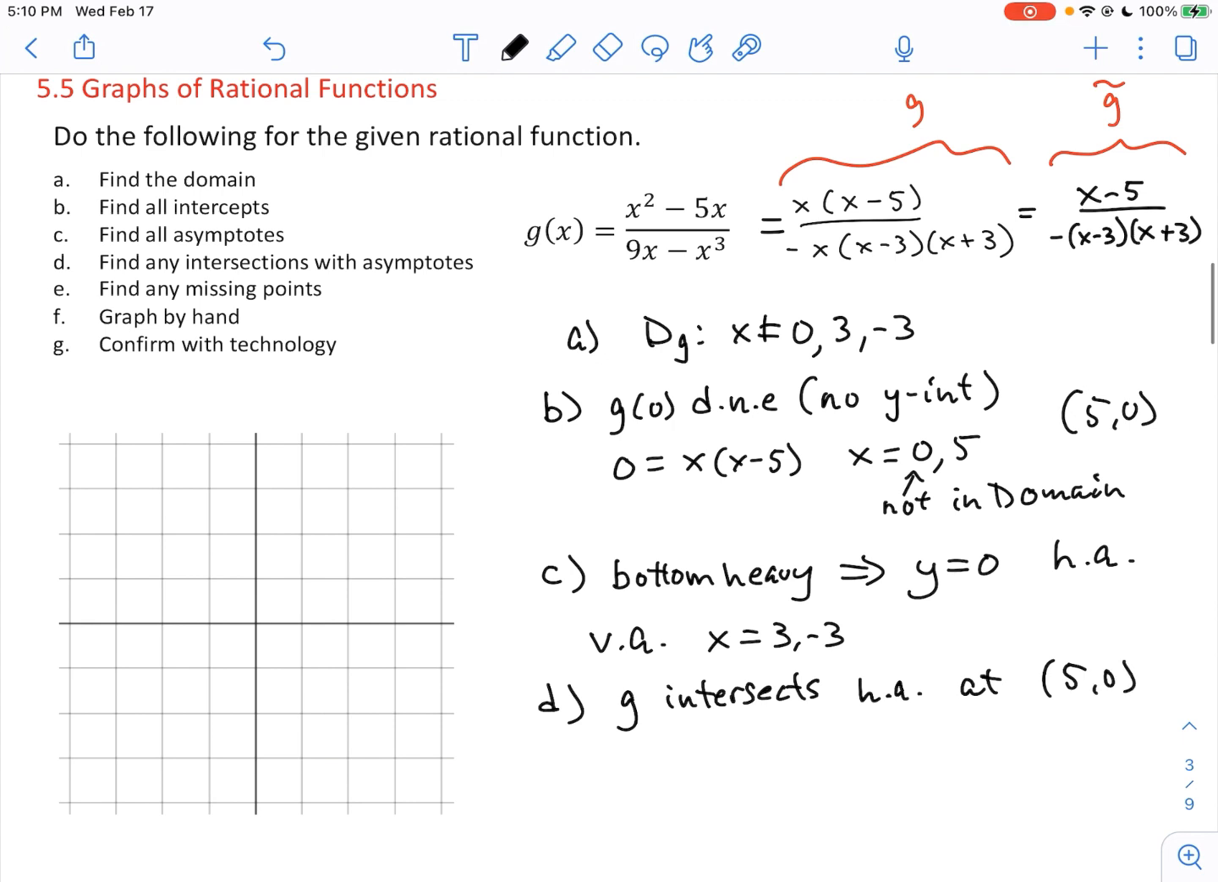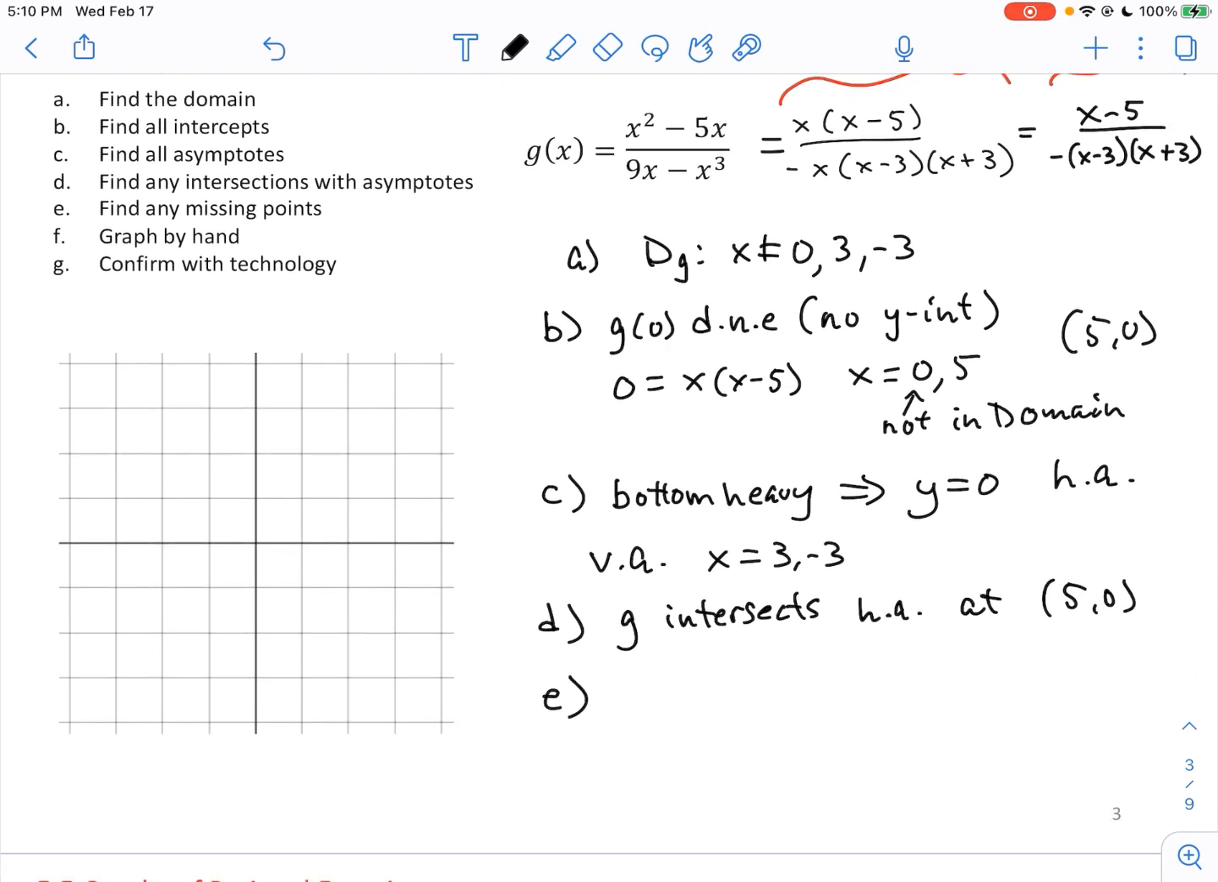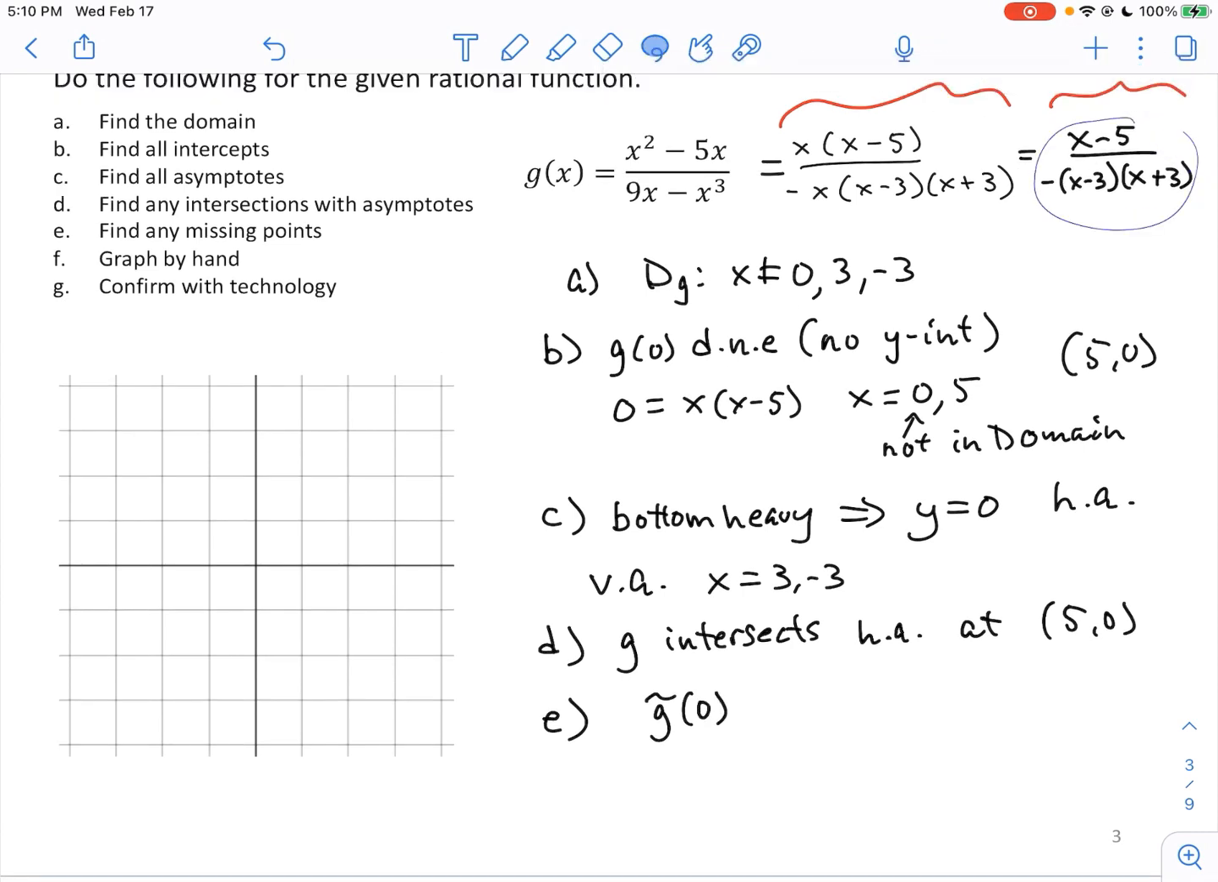Item E, find any missing points. Okay, so we do have a missing point when x is 0, so we have to plug 0 into G tilde. Plug it into that thing right here. We get -5 up top, we get +9 on the bottom, so -5/9. So we're going to have a missing point at (0, -5/9). And we are ready to start plotting.